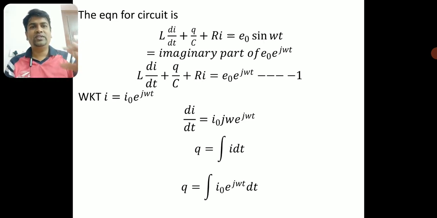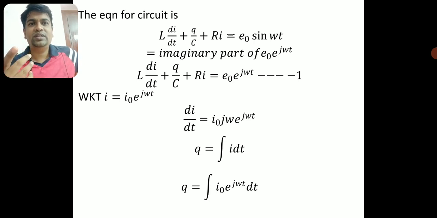If I differentiate this, I'll get di by dt, which is equal to I naught, and the coefficient of t you have to write here, j omega e to the power of j omega t. It's a simple differentiation. Differentiation of e to the power of ax is a e to the power of ax. Exactly in the same way, differentiation of e to the power of j omega t is j omega e to the power of j omega t. Now, one thing has been done. I have found the di by dt, which I needed to substitute in equation 1. So the first term is over.